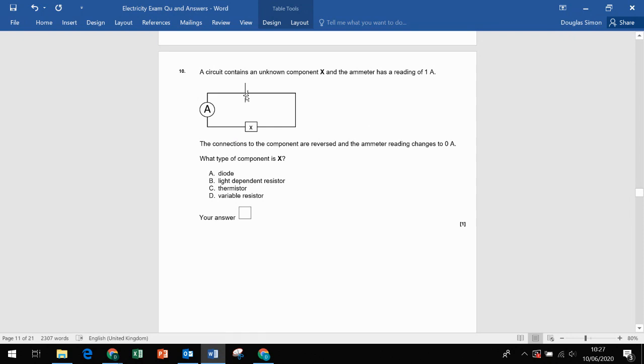10. A circuit contains an unknown component X and the ammeter has a reading of 1 amp. The connections to the component are reversed and the ammeter reading changes to 0 amps. So that's a big clue, isn't it? I don't even need to read the question. I think I know what it's asking me. If you reverse something and there's 0 current, that's immediately the sign that it's a diode. So actually, don't even need to really think about this question much further. This must be a diode because a diode only allows electricity to flow in one direction.